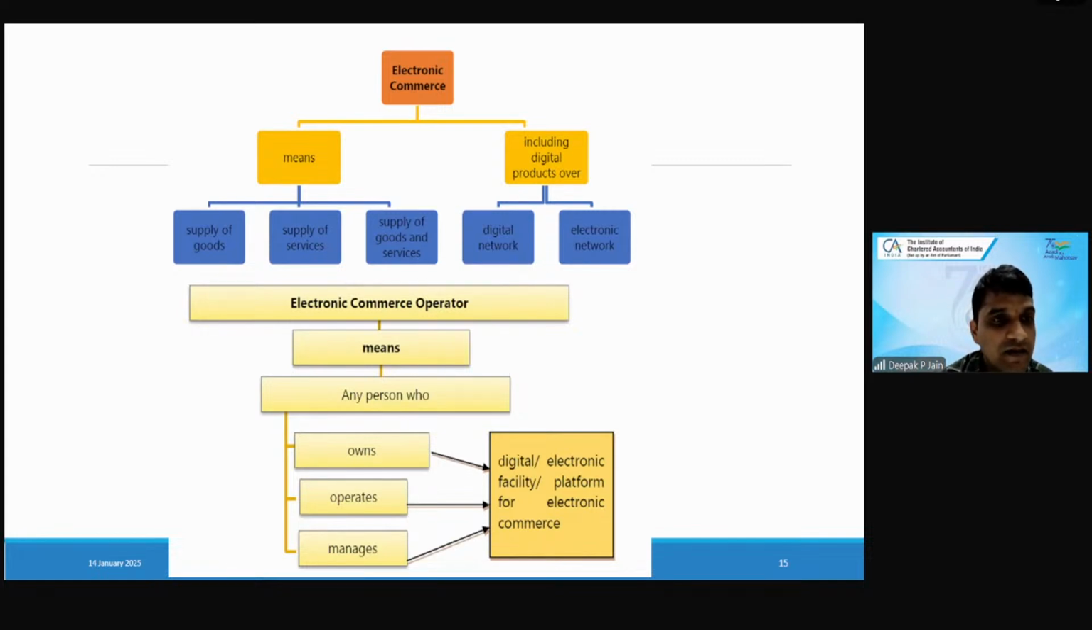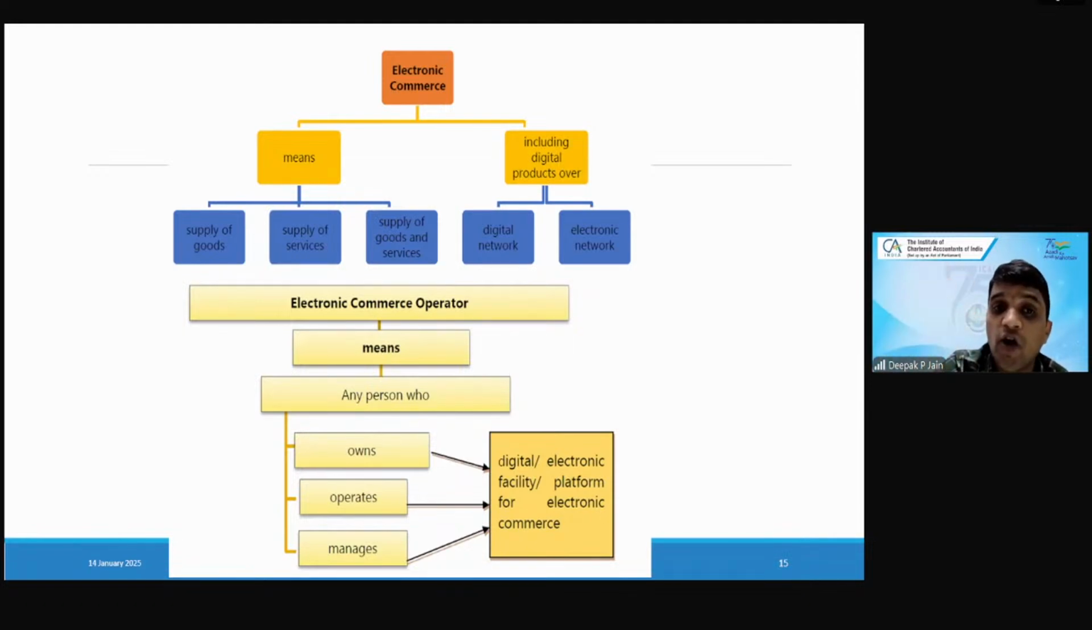E-commerce operator means a person who is supplying goods or services, including digital products, over a digital or electronic network. So what is electronic commerce? Electronic commerce means any supply of goods or services or both through a digital network or electronic network. That is a simple example of electronic commerce.